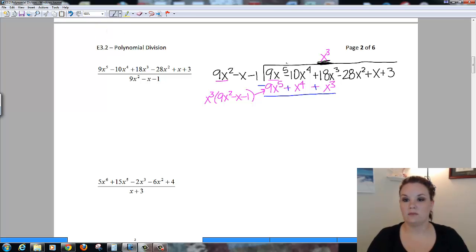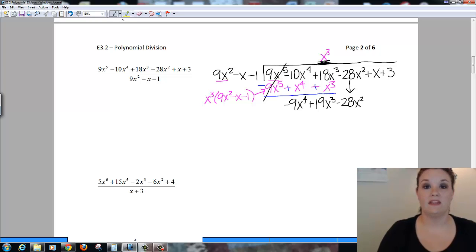When I combine down, my 9x's to the 5th cancel, and I'm left with negative 9x to the 4th plus 19x cubed minus 28x squared. And then I start the process over again. So I look at my leading term, which is 9x squared, and I look at the leading term I want it to look like, which is negative 9x to the 4th. So I need to change my 9 to negative. So that means I need a negative 1, or just a negative. And to go from x squared to x to the 4th, I need to multiply by x squared.